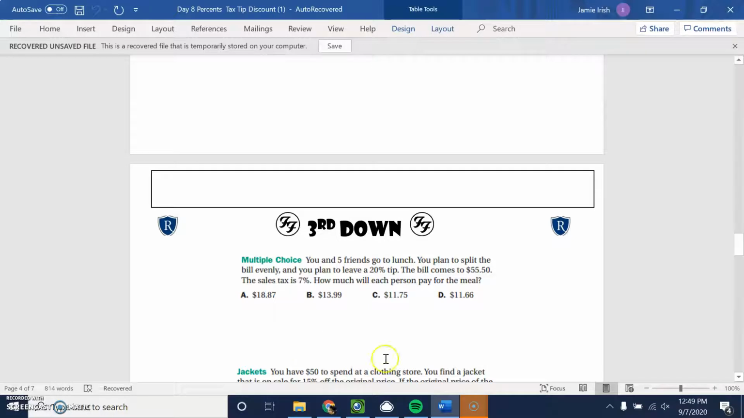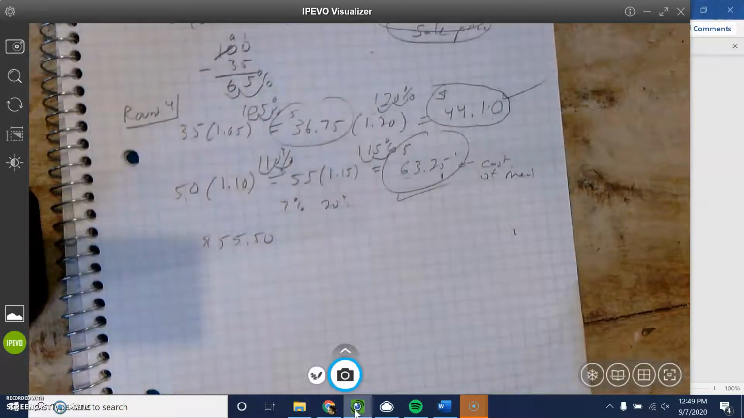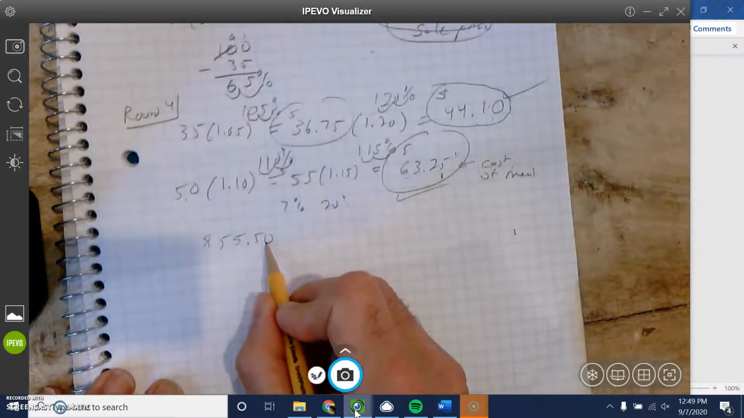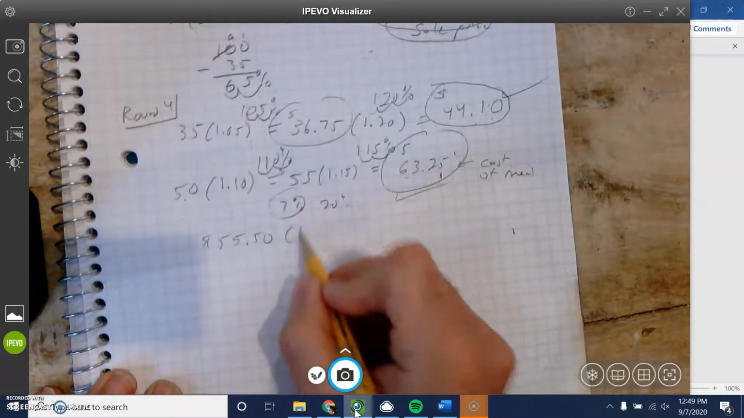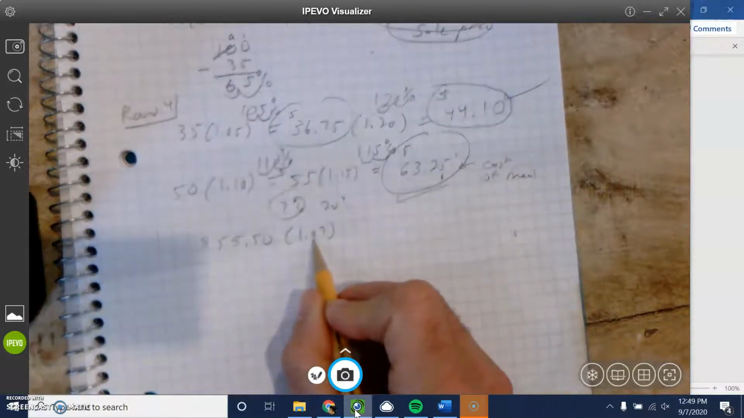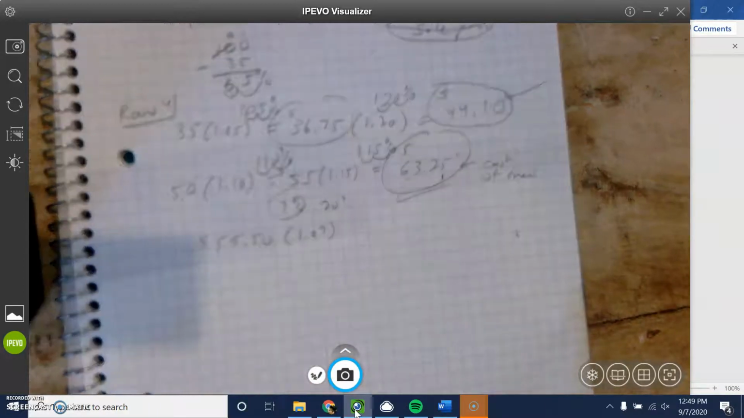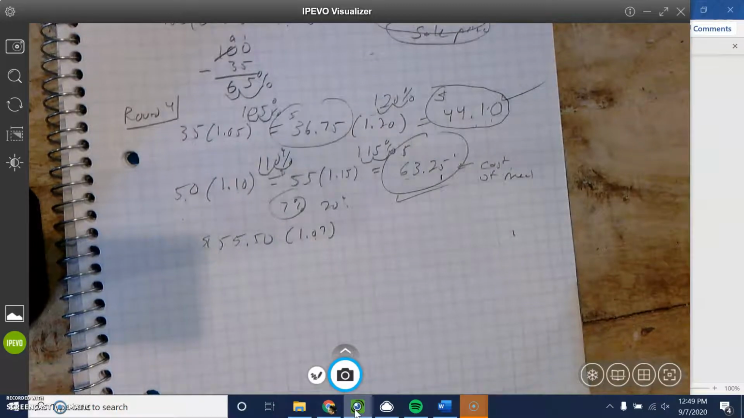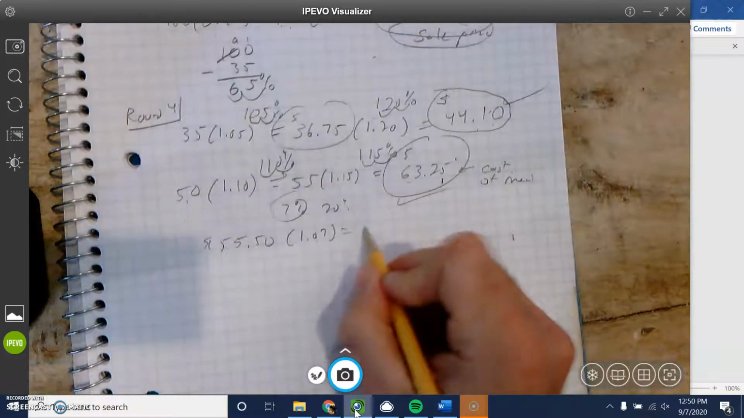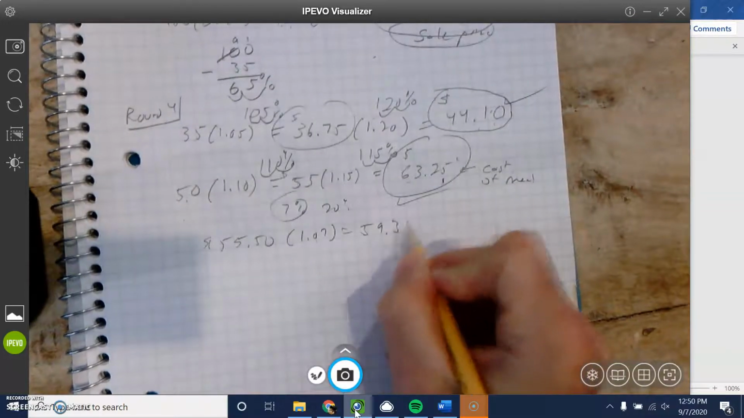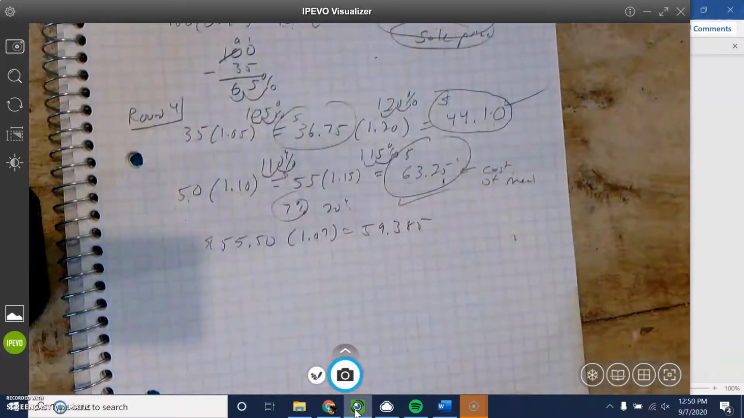All right, let's see what we got. Okay, so it's $55.50. So you have 7%. So multiply by 1.07, which is 107%. So I'm going to add the tax first. So 55.50 times 1.07 is 59.385. I'm not going to round just yet.